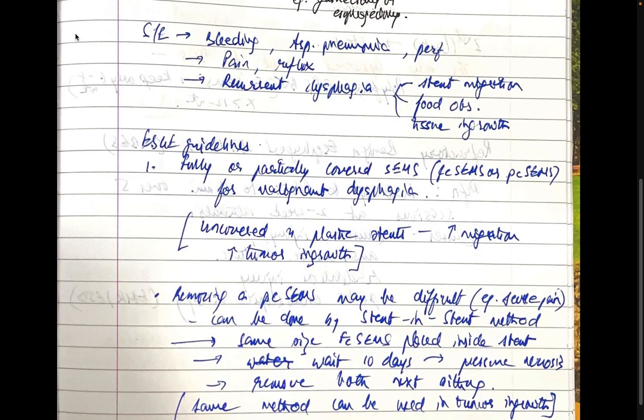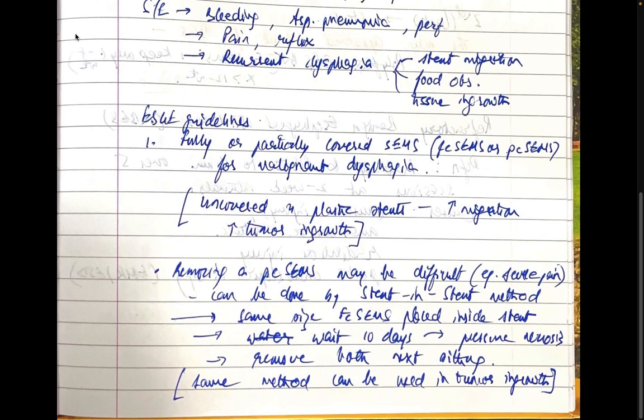There could be constant retrosternal pain, there could be reflux, and the patient could have recurrent dysphagia if there is stent migration, food impaction, and tissue ingrowth. ESGE guidelines say the fully or partially covered SEMS is what is recommended for malignant dysphagia, because if you use an uncovered or a plastic stent, there is increased risk of migration and tumor ingrowth.